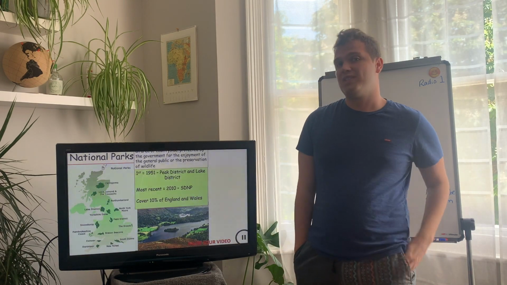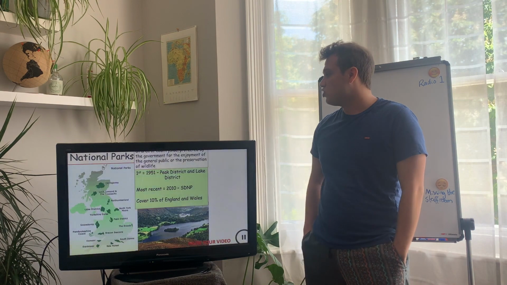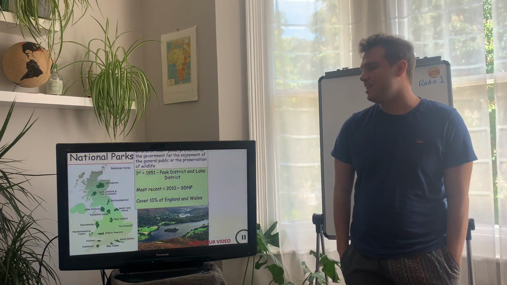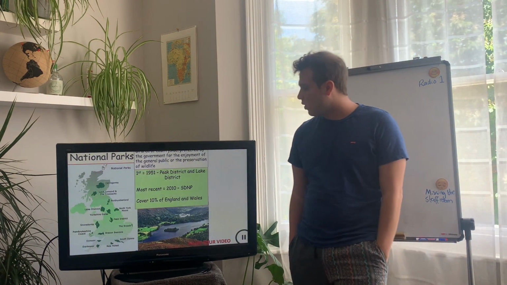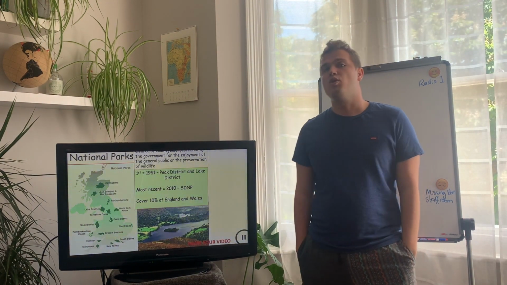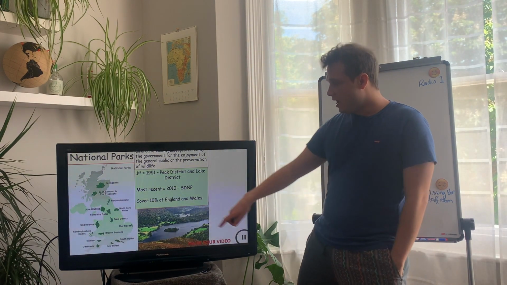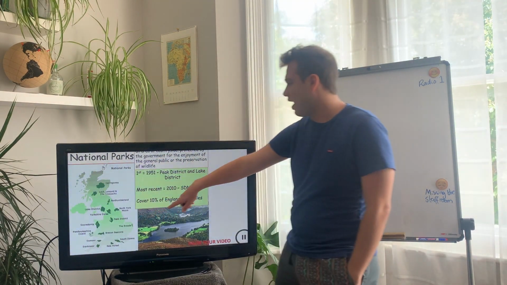Now, national parks were set up after World War II as a result of feeling like people needed something to enjoy. And the first two were the Peak District and the Lake District. However, we've got a very local one to us, the South Downs National Park, which is the most recent national park. And that one was only formed in 2010, so it was only 10 years old, the South Downs National Park. Here's a map of all of them in the UK.